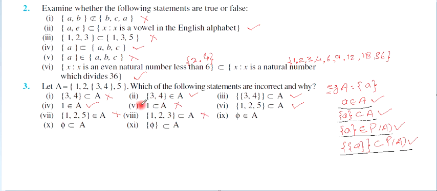5 belongs to A, 5 is not an element of this set A. The empty set is a subset of every set, not an element, so for this set this is incorrect. {5} is a subset of A, yes it is correct. 5 is a subset of A, it cannot be written in this form here, so this point is incorrect. So in this video I have taken question number 2 and 3. In next video I will be taking the remaining questions.